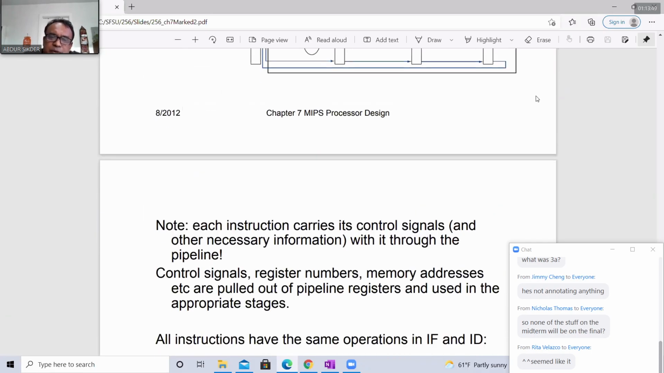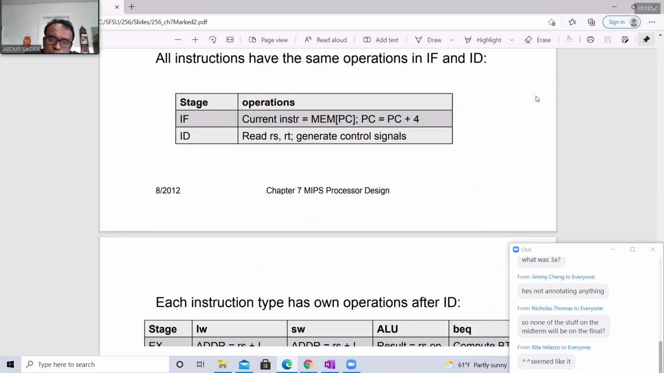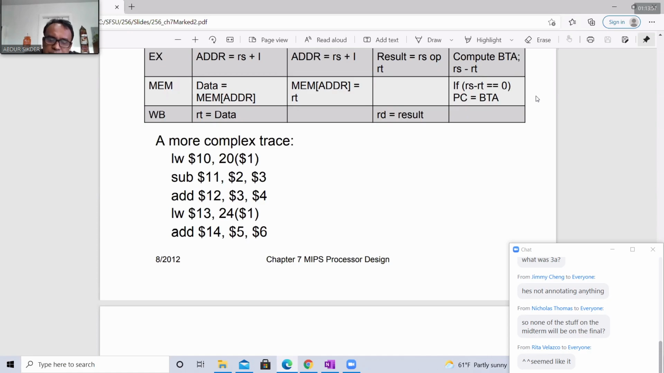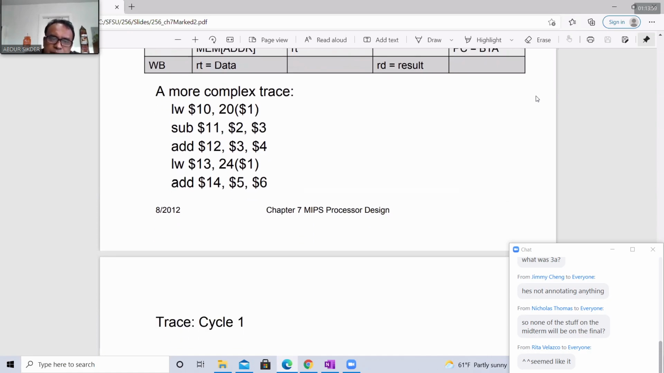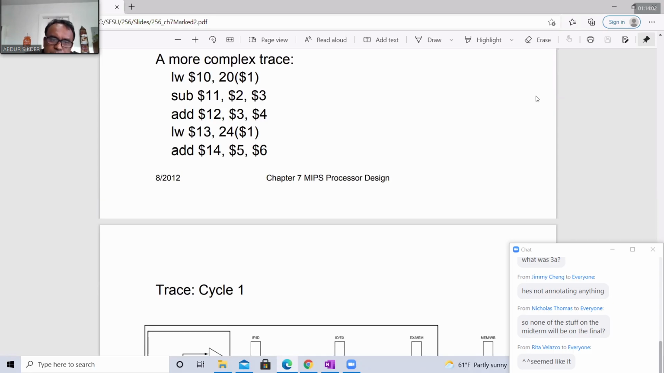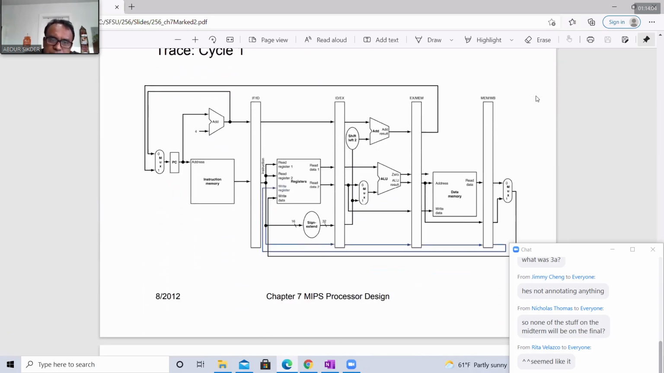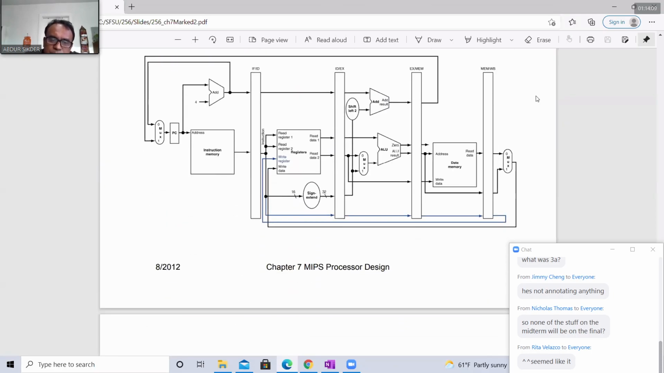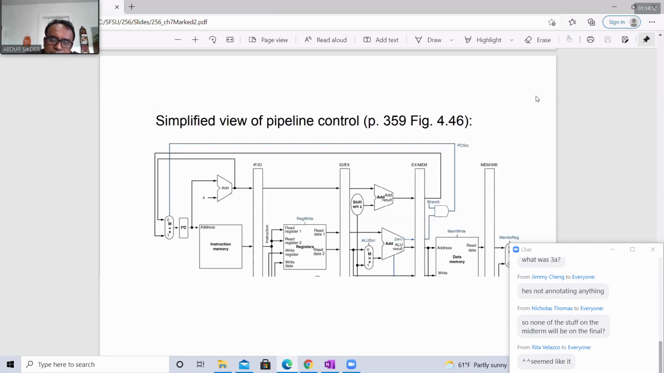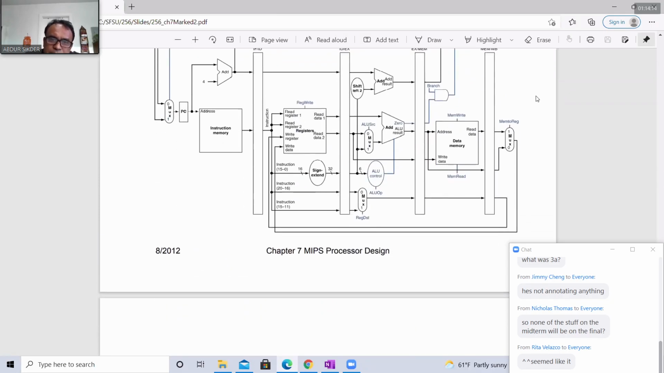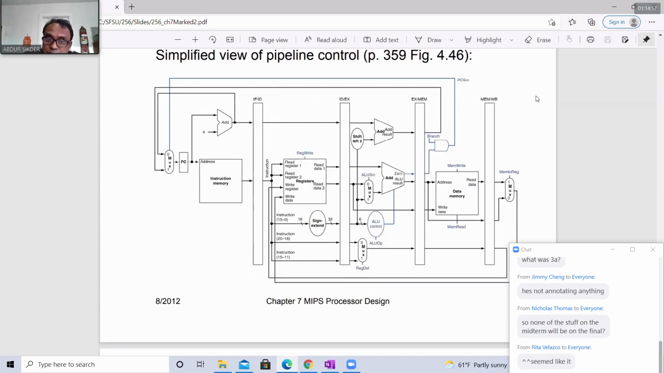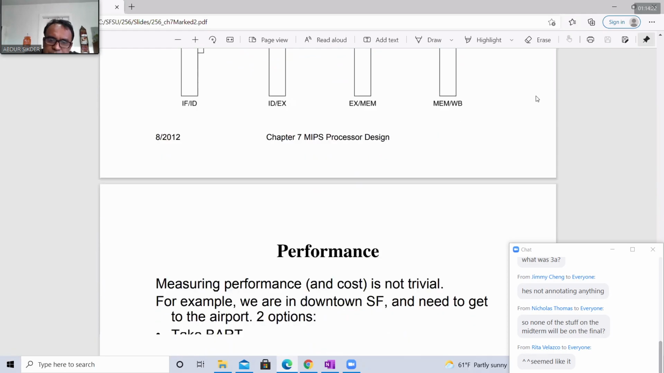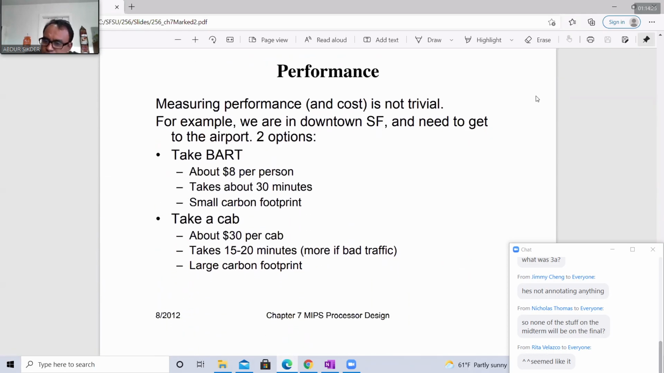It's a 5-phase process, how it goes through. If you watch that video, it will be clear, and read through it a few times, then you'll see what's going on here. You don't have to memorize anything, just try to understand all these instructions. You see this load word, add, load word, add. Cycle 1, cycle 2, cycle 3, 4, and 5. So 5 stages. Now you can see a simplified view of pipeline control. Then you have these different stages, what kind of calculation goes on, and then performance.